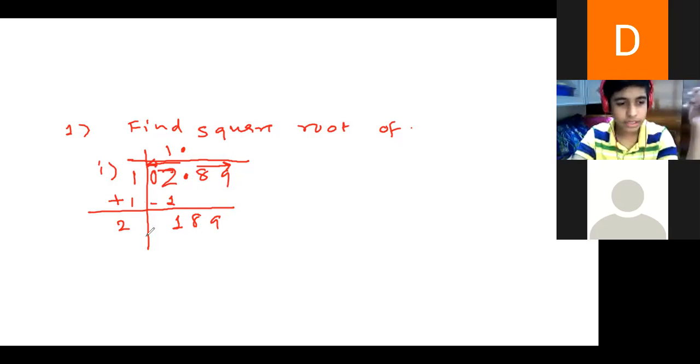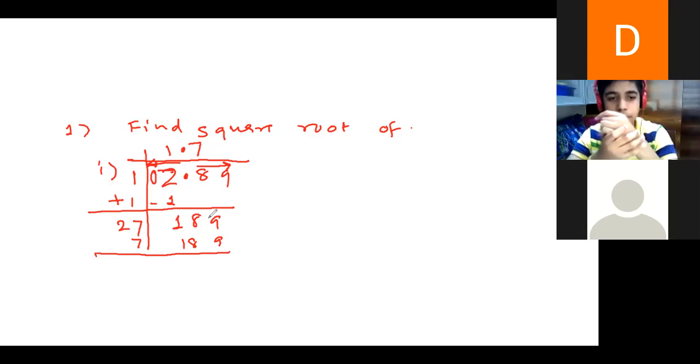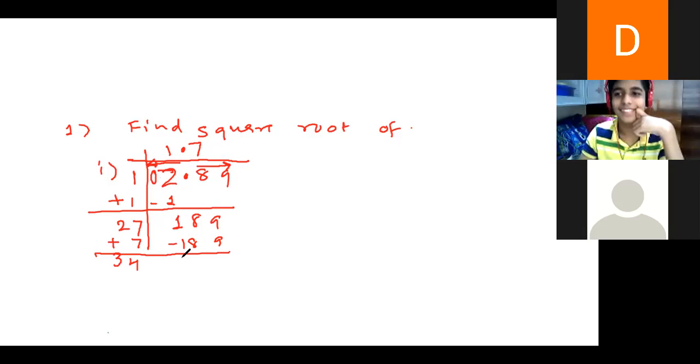Either be 9, no, 7. 7 7s are, because we are knowing 9 and then 189, and you are knowing 289 is a perfect square of 17. Yes, Arnav, sir, by mistake. So therefore, I got the square root of 2.89 as 1.7.